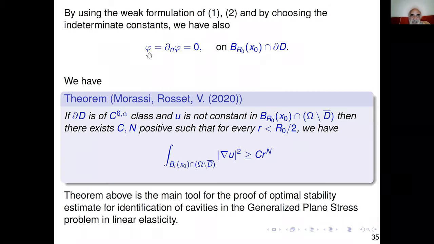And by choosing the arbitrary constants, we can also have that if on the elasticity system we have a Neumann condition, we can write in this new context this condition as a homogeneous Dirichlet condition. With this translation, we can translate our results for the Kirchhoff-Love plate equation, and we obtain a finite vanishing property for the gradient of the solution of the generalized plane stress problem. And we apply this inequality to find an optimal stability estimate for the identification of cavities in the generalized plane stress problem.